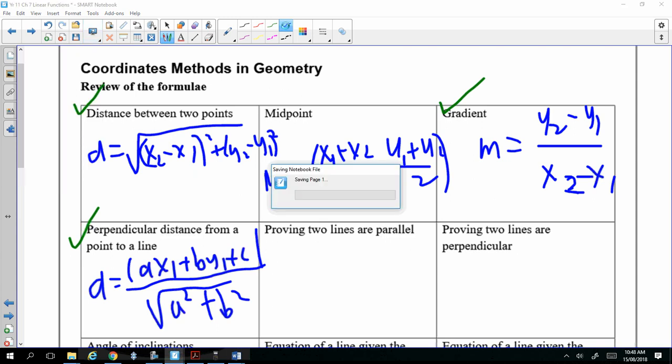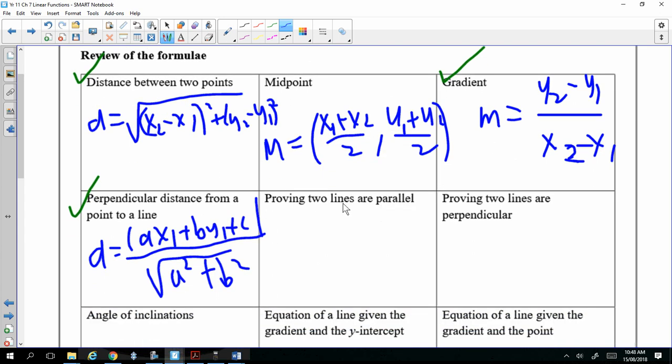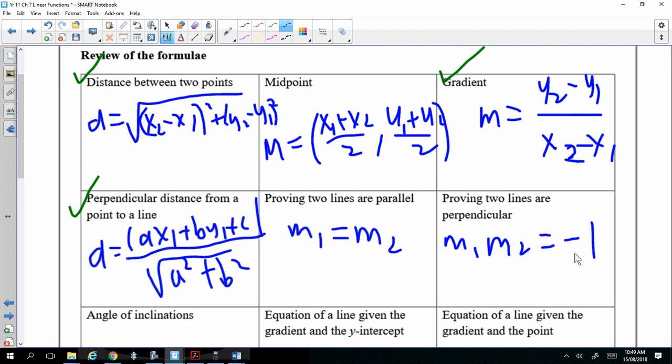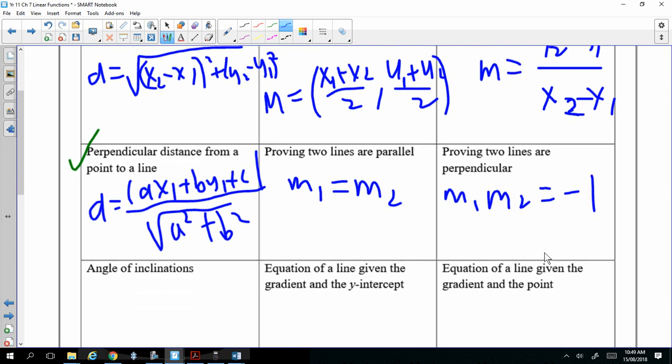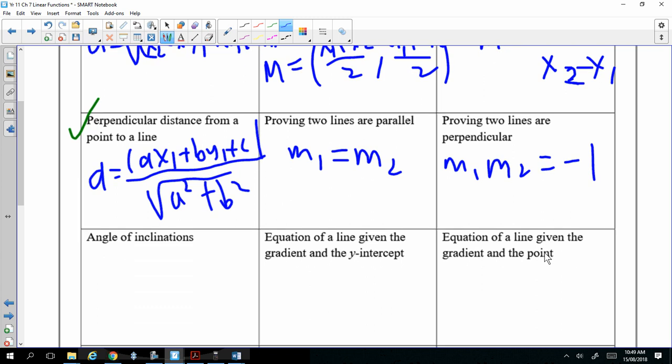All right, let's continue. How do I prove two lines are parallel? Yep, M1 equal to M2. Proving two lines are perpendicular: M1 times M2 is -1. Angle of inclination, the angle the line makes with the x-axis: tan theta equals m. Right, I think you know a lot of this.